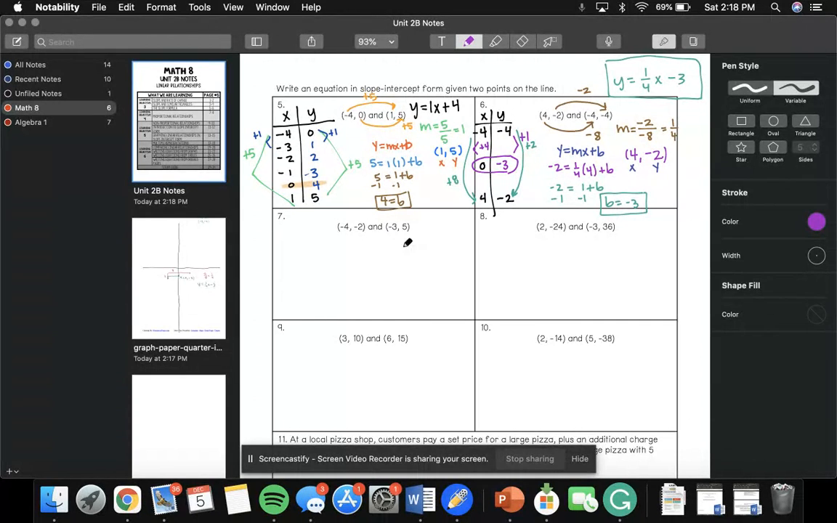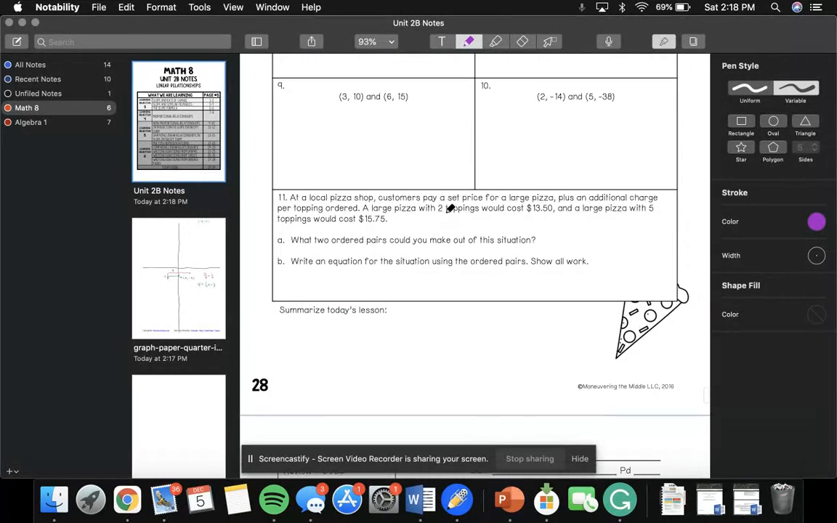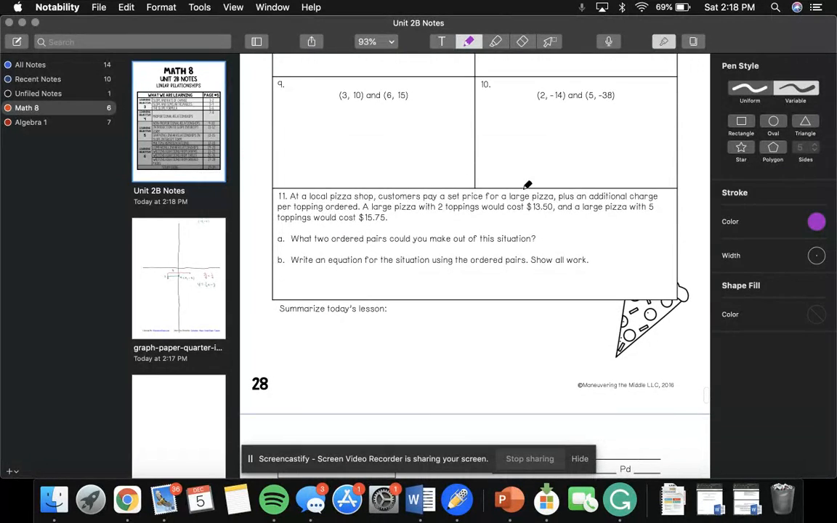Okay, so for tomorrow, you guys are going to do 7, 8, 9, and 10. And then the last thing we're going to do together is this word problem. At a local pizza shop, customers pay a set price for a large pizza plus an additional charge per topping ordered. A large pizza with 2 toppings would cost $13.50, and a large pizza with 5 toppings would cost $15.75. What 2 ordered pairs could you make out of this situation?